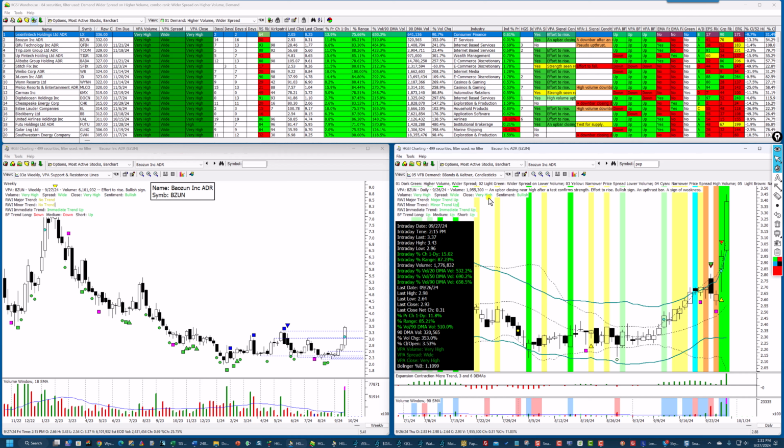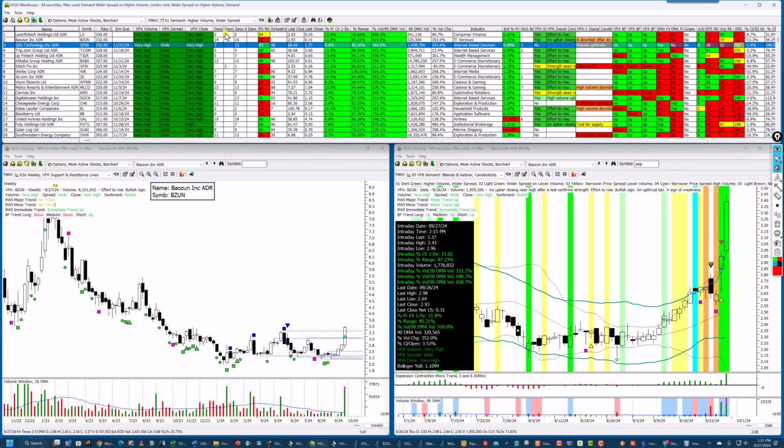Very high, wide, very high. So this information here corresponds to these columns right here, which are in all of my views. So immediately when you look at this, you can tell that these are stocks that are really in demand.